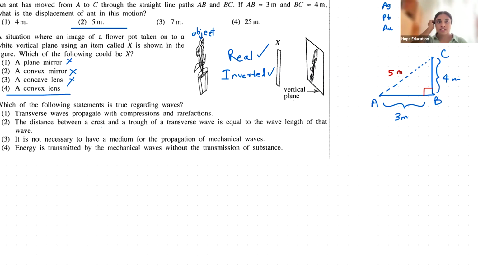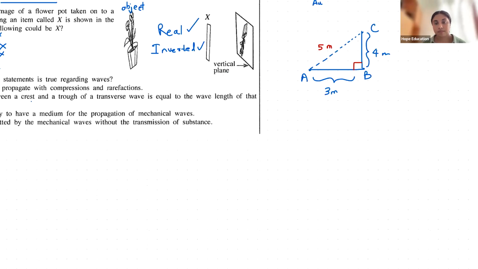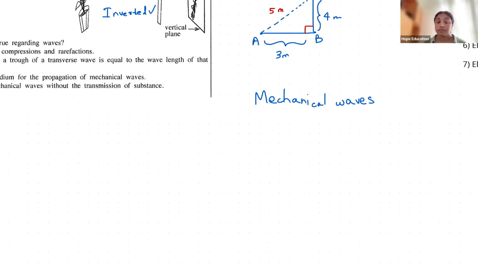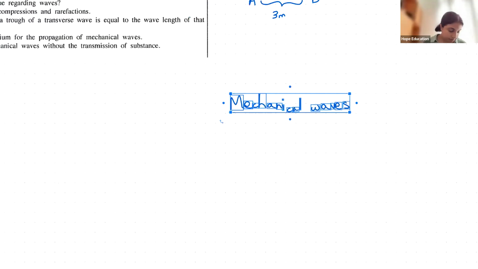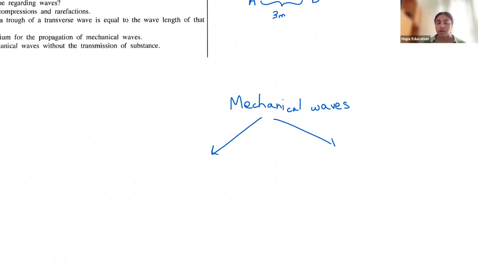Okay, so, mechanical waves. Under mechanical waves, we learn 2 types of waves. What are they? Can you all hear me? Thumbs up if you can hear me. Okay, yes. Under mechanical waves, we learn 2 types of waves. What are they?